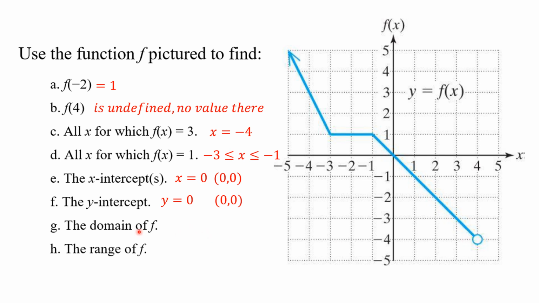So we need to set our domain. If f is going to be a function, we need to set our domain to be everything less than 4. So we'll use our rounded parentheses to show that 4 is not included in the domain. The domain starts at 4 and goes down to negative infinity, but it doesn't include the 4.